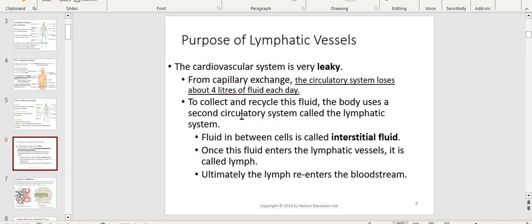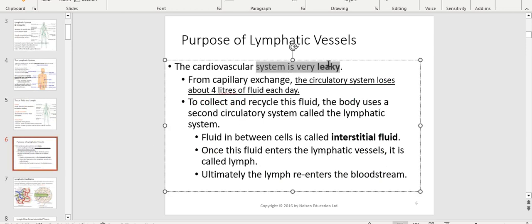The cardiovascular system, as I said earlier, is not perfect. It's actually pretty leaky. If you look at varicose veins in the lower leg, those are just leaky veins on their way back up to the heart. From capillary exchange, the circulatory system loses about 4 liters of fluid each day. 4 liters of fluid just get left behind in between cells. And to collect and recycle this fluid, the body uses a secondary circulatory system called the lymph system.